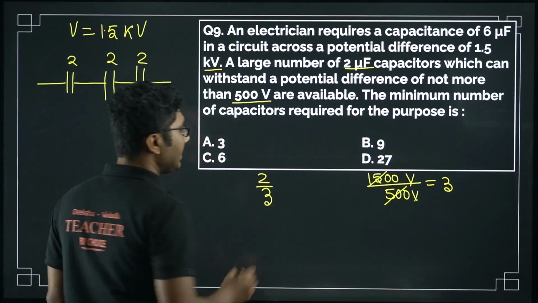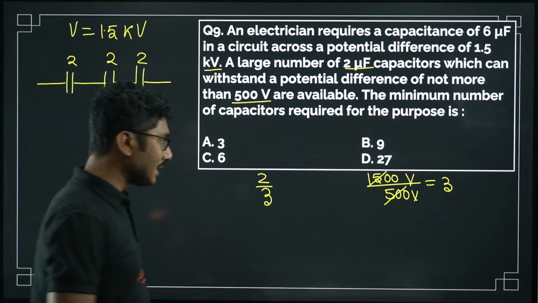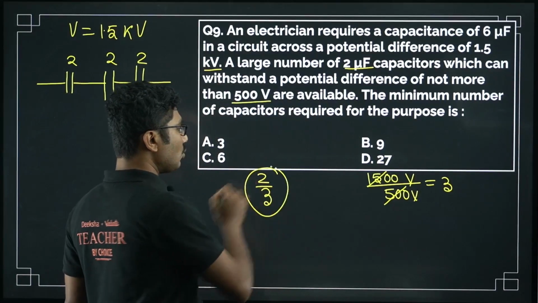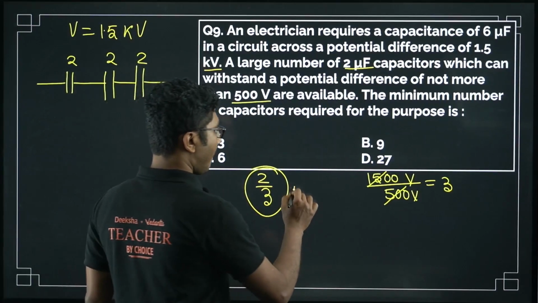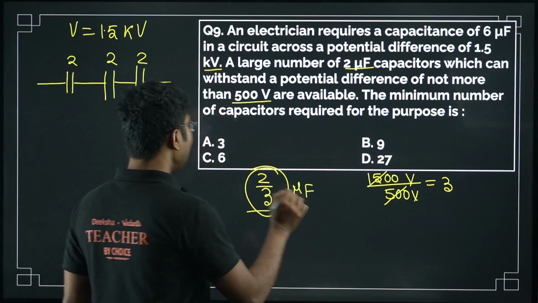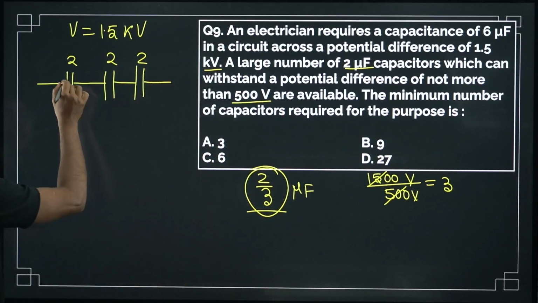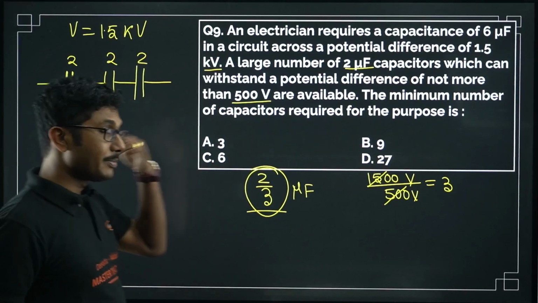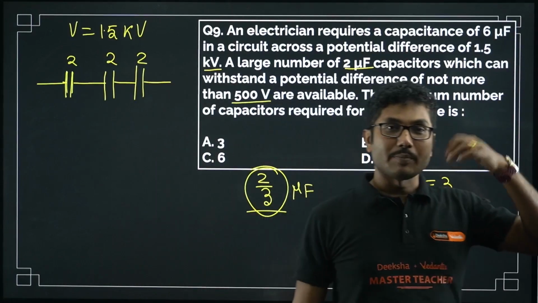Equivalent capacitance will be 2 by 3, right? All of them are equal, and 3 of them are in series, so the equivalent capacitance will be 2 by 3 microfarad. Okay, so this is the minimum requirement. This is the first stage of solving this question. So this combination is required to withstand the 1.5 volt.